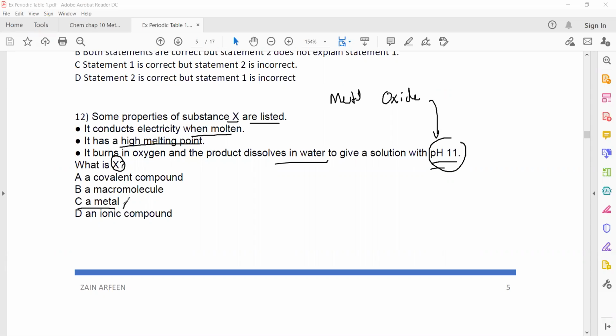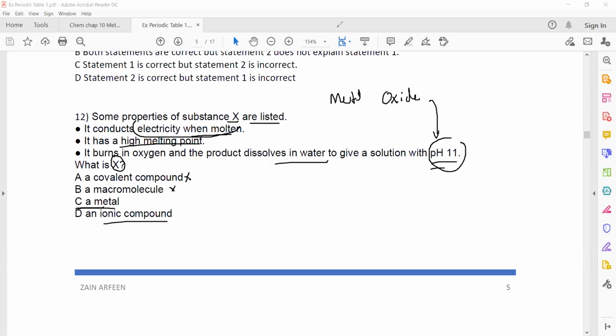Substance X could be metal, because if it was a covalent compound, or covalent oxide is formed, it will be acidic oxide. Macromolecular substances do not conduct electricity except graphite, and it can conduct in solid state, not only in molten. So what we are left with, either I, because conduction of electricity can be, metal can conduct in solid, it can conduct in molten. Ionic does not conduct in solid, only in molten.